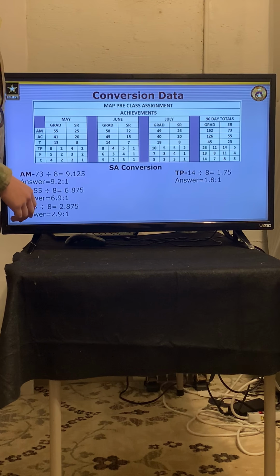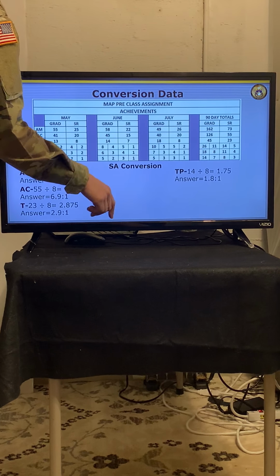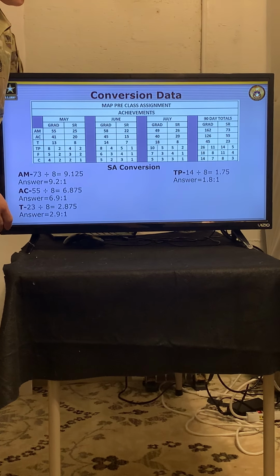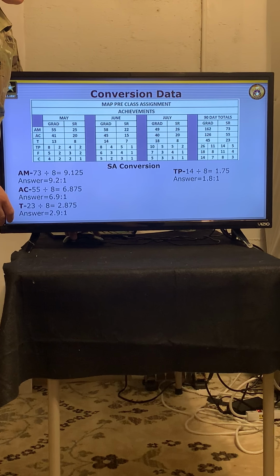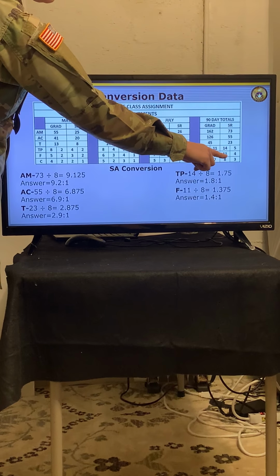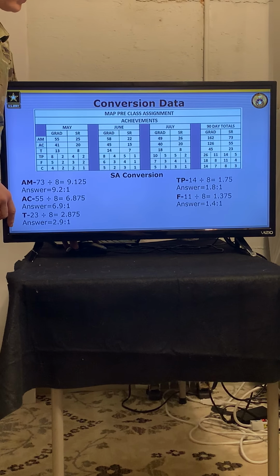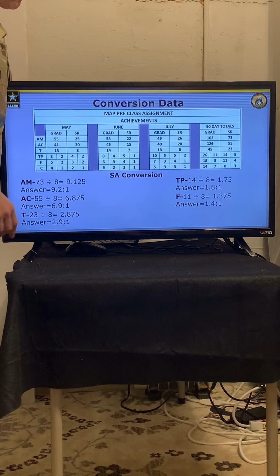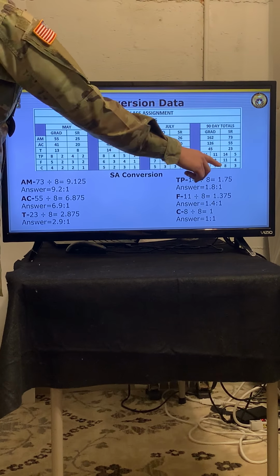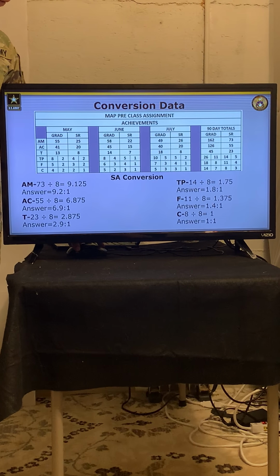For our test pass, 14. Our 14 divided by 8, calculator told us it's 1.75. We're going to round that up to 1.8 to the ratio of 1. Our floor, so we had 11 divided by 8. 11 divided by 8 gives us 1.375, our answer being 1.4 to the ratio of 1. And again, our contracts, anything divided by itself is going to be 1 to the ratio of 1.